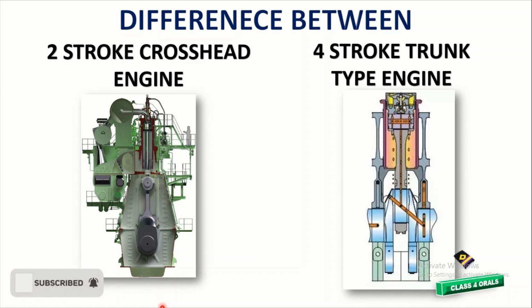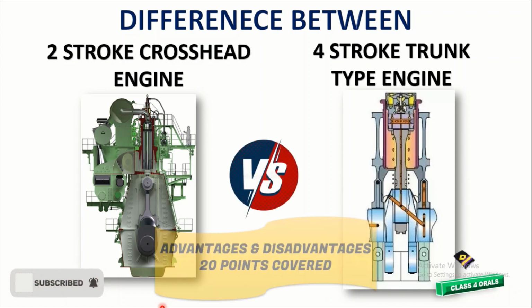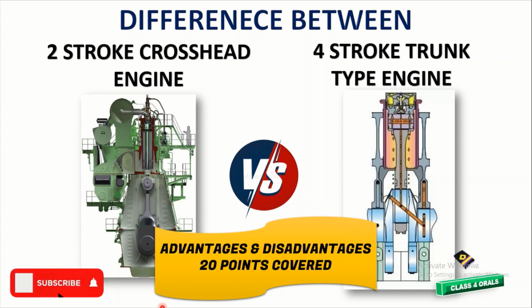Today we are going to discuss the difference between the 2-stroke crosshead engine and the 4-stroke trunk type engine. There will be around 20 points covered as the advantages and the disadvantages among the two types of engines.